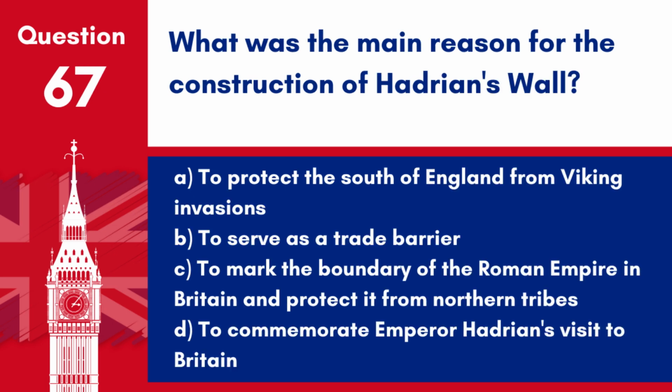Question 67. What was the main reason for the construction of Hadrian's Wall? A. To protect the south of England from Viking invasions. B. To serve as a trade barrier. C. To mark the boundary of the Roman Empire in Britain and protect it from northern tribes. D. To commemorate Emperor Hadrian's visit to Britain.